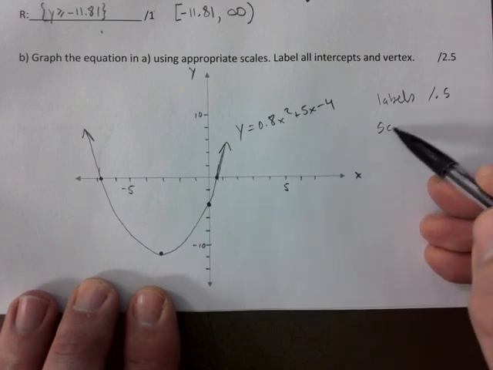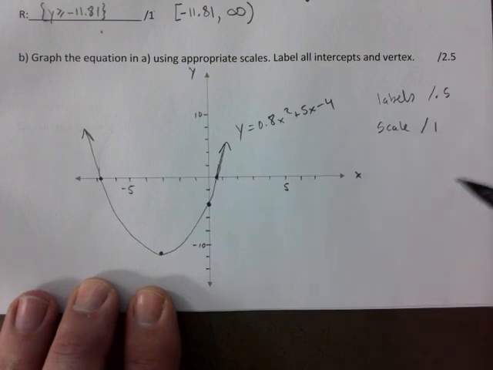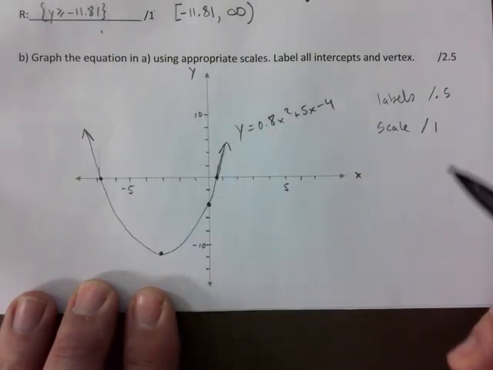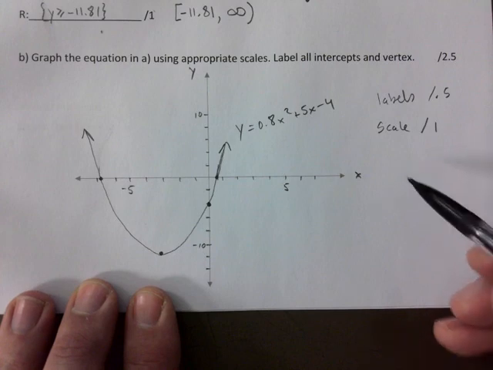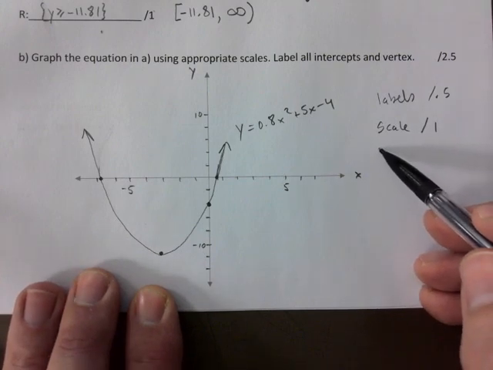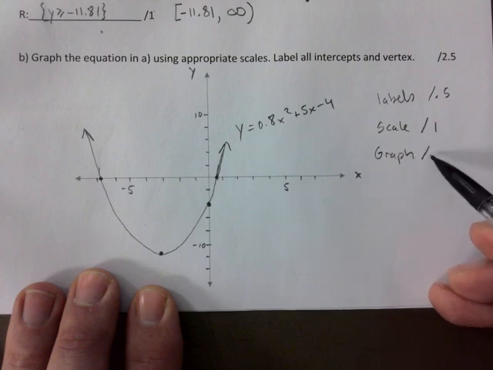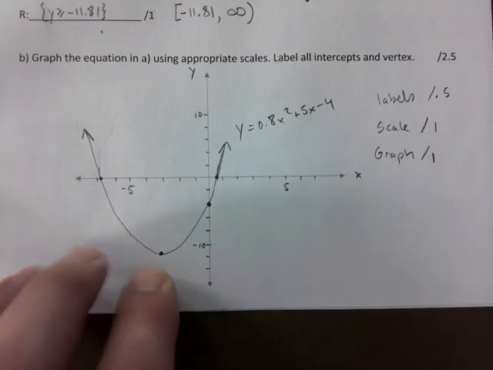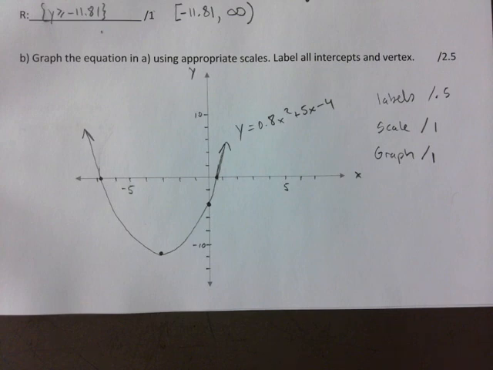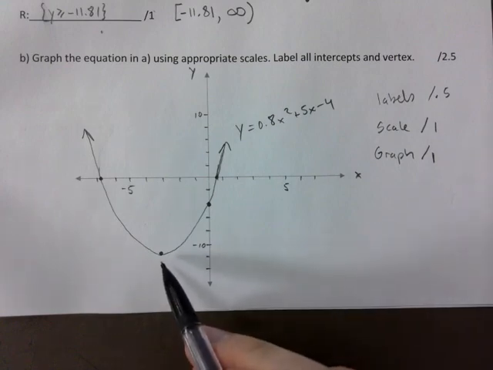For scale, I would give a full mark. So I'm looking at the x scale and the y scale. Is it appropriate? Were you consistent? I'm going to actually look at the graph itself. I'm going to give you 1 mark for the graph, like the shape of it. Does it look like a V, or is it rounded at the vertex, right? It has to be smooth, okay?